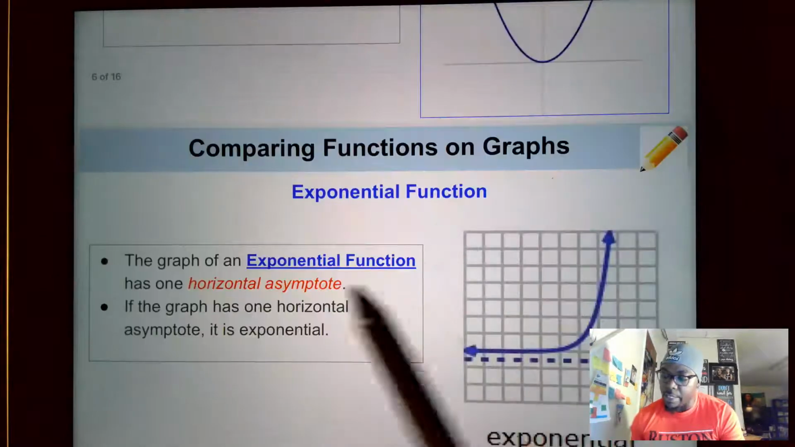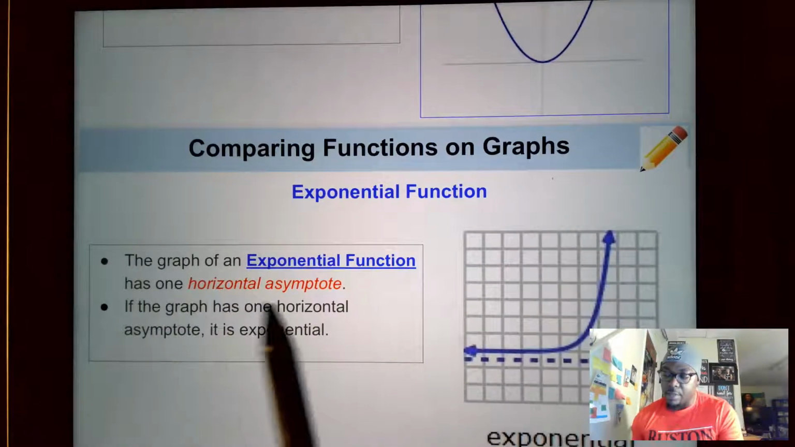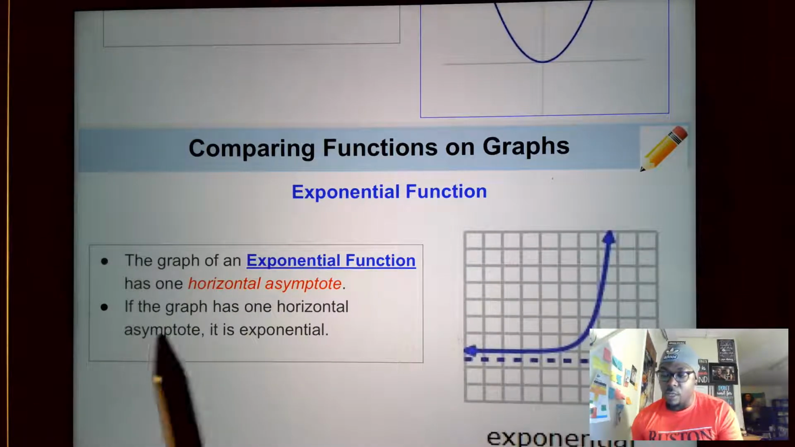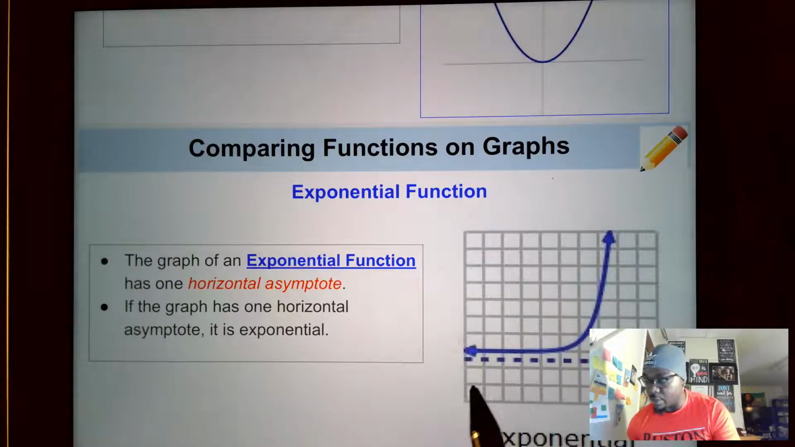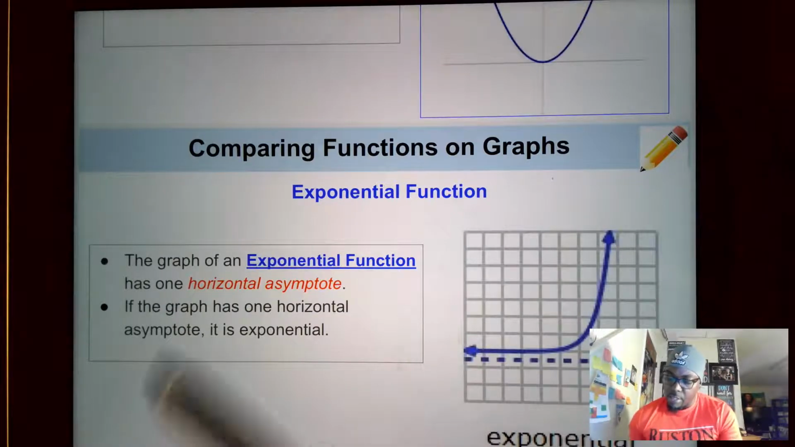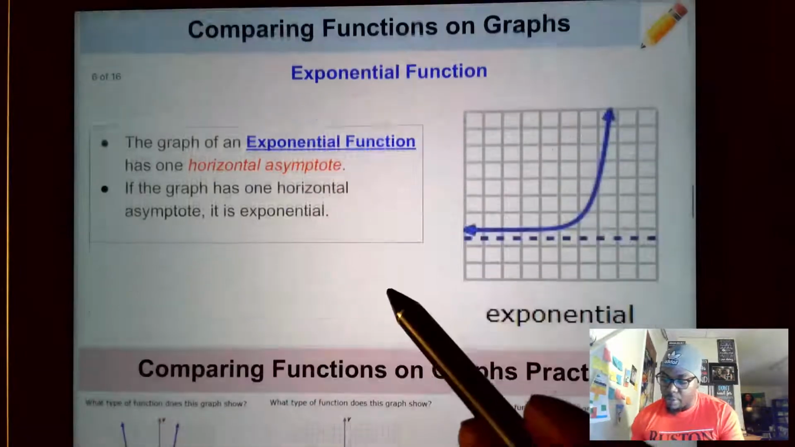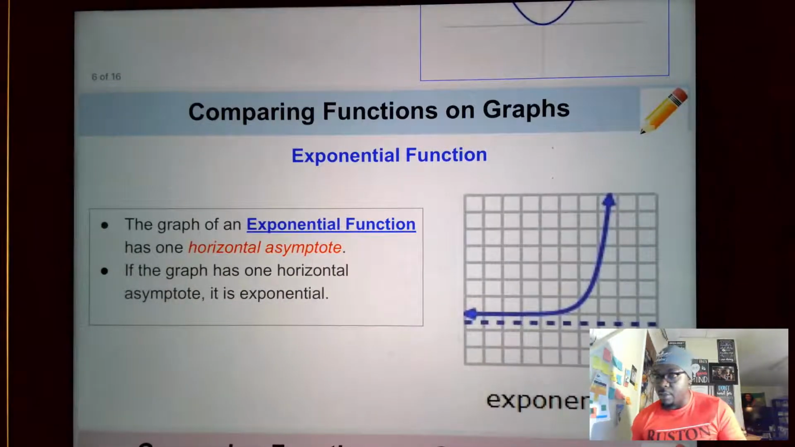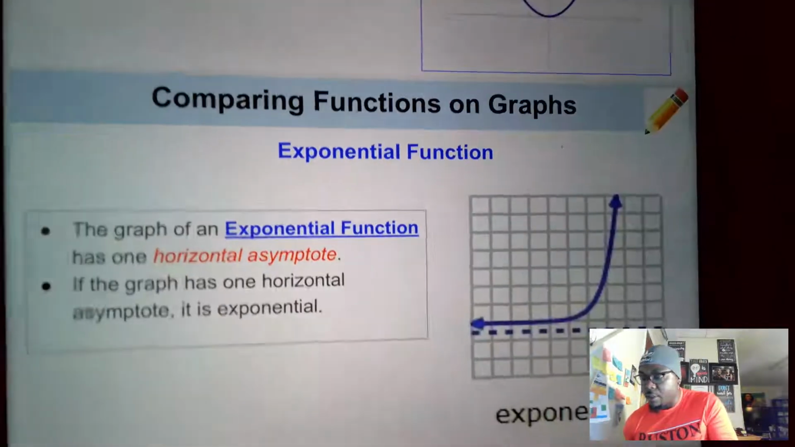And then an exponential function. The graph of an exponential function has one horizontal asymptote. My horizontal asymptote is right here. If the graph has one horizontal asymptote, it is an exponential function. So we're going to look at a few examples and then you're going to complete the first IXL. Let's look at a few examples here.